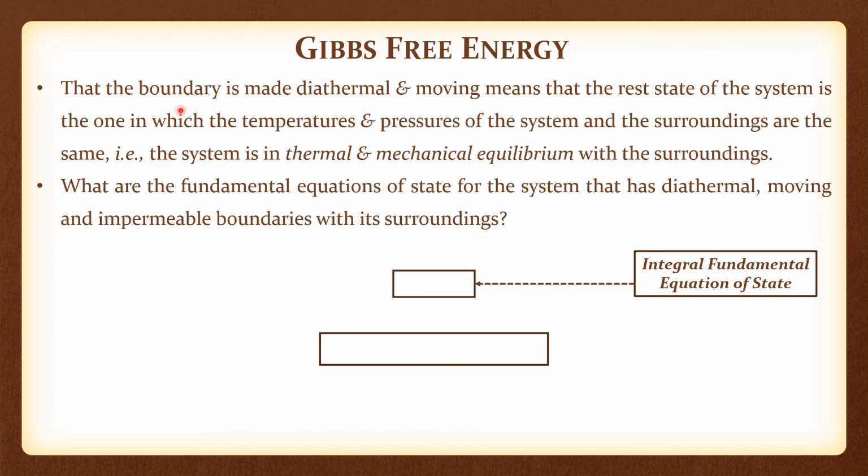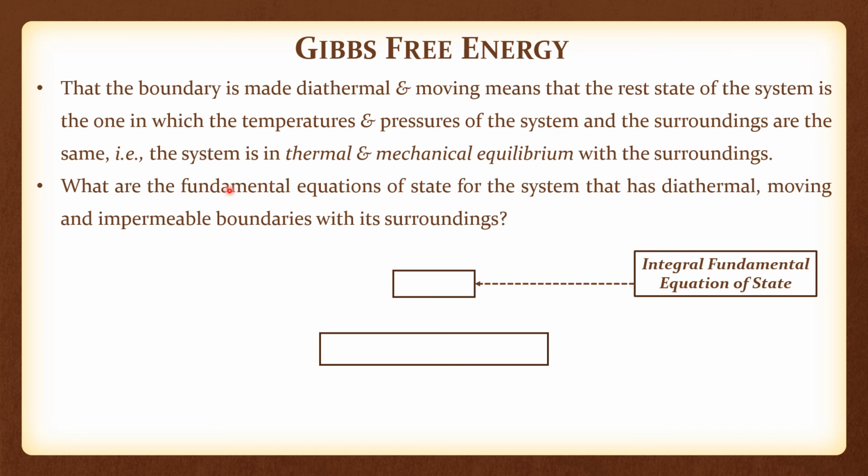So again, by the same argument, the boundaries made both diathermal and moving means that the state of the system is the one in which temperatures and pressures of the system and the surroundings are the same. In other words, the system is in both thermal and mechanical equilibrium with the surroundings. Now, if we allow for the number also to exchange, then we will reach chemical equilibrium as well. Then overall the system will be in thermodynamic equilibrium.